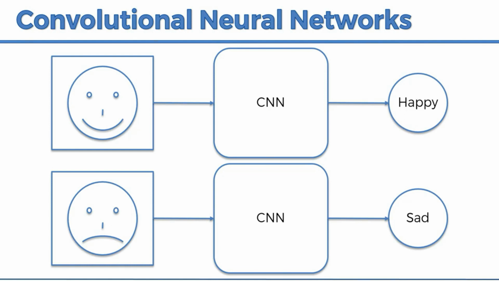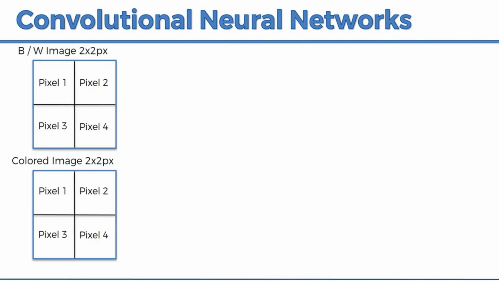But how is a neural network able to recognize these features? Well, it all starts at the very basic level. Let's say you have two images. One is a black and white image of 2 by 2 pixels, and one is a colored image of 2 by 2 pixels. Well, neural networks leverage the fact that the black and white image is a two-dimensional array.